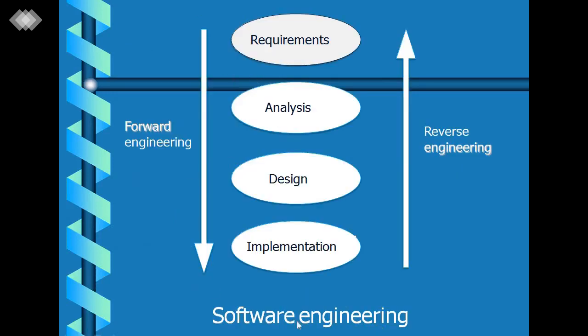Now here is software engineering: forward engineering and reverse engineering. In forward engineering, it works on requirement analysis, design, and implementation. Forward engineering works from top to bottom. But reverse engineering works from bottom to top and follows the steps of implementation, design, analysis, and requirements. So here is software engineering based on forward engineering and reverse engineering.